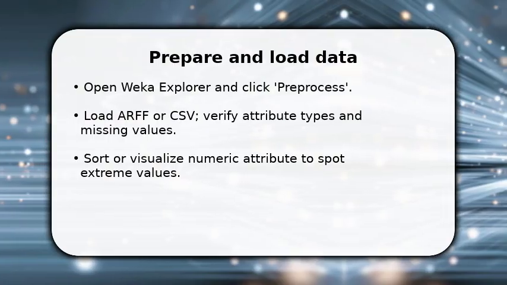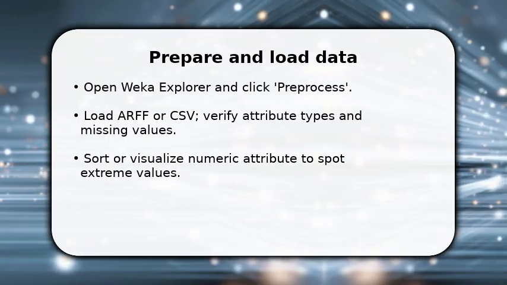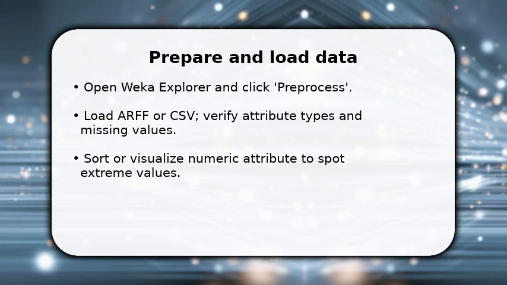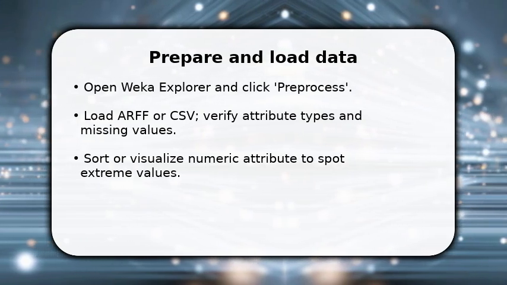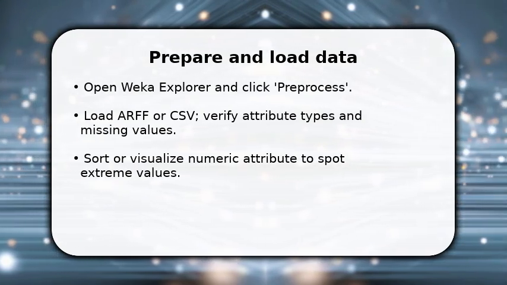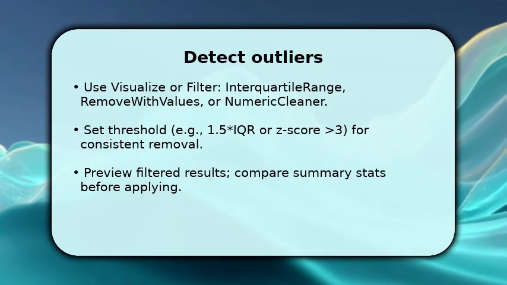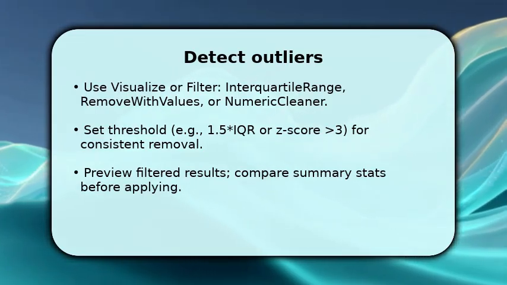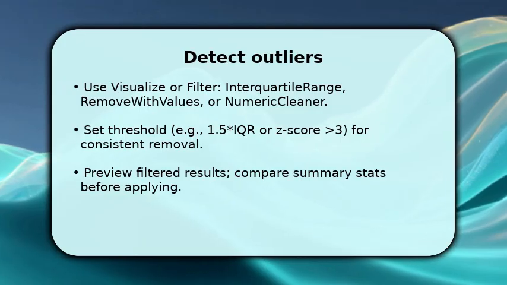If you already have filters in mind, keep them ready. Otherwise, start by identifying the attribute you want to clean. Once done identifying the target attribute, use Weka's Visualize or apply a filter like InterquartileRange, NumericCleaner, or RemoveWithValues to flag extremes.